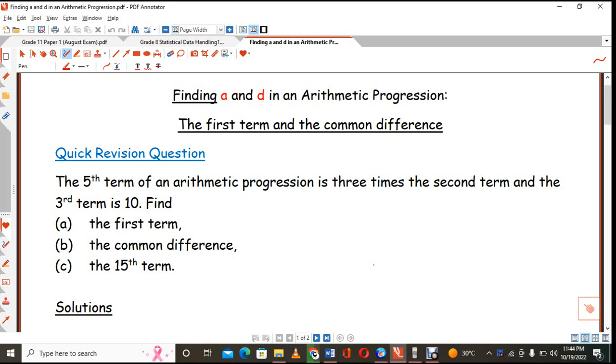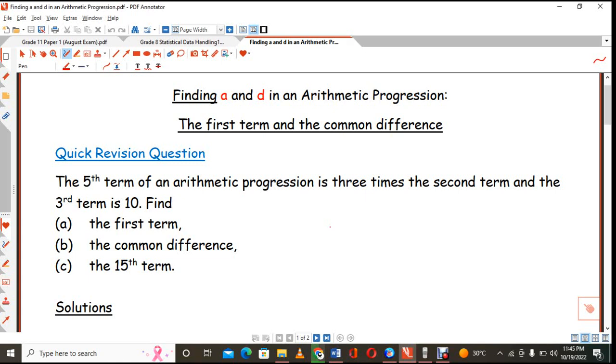There's a quick question here on arithmetic progressions, and this question involves how to find the first term and also how to find the common difference. Given the following information, you're told that the fifth term of an AP is 3 times the second term. So the third term is equal to 10. Then there are 3 subsections or 3 questions that say: find the first term, find the common difference, and then find the 15th term.